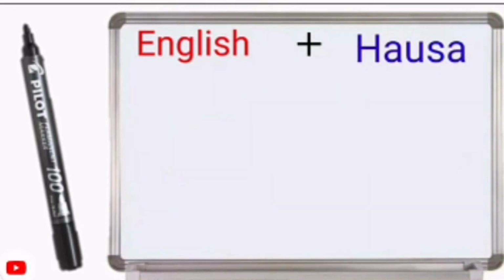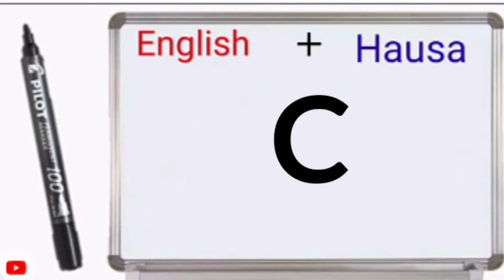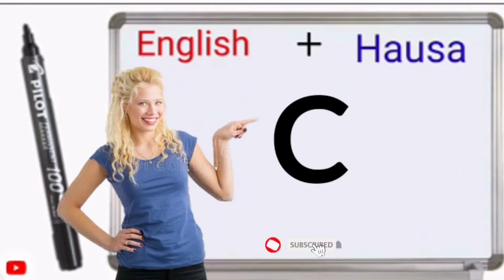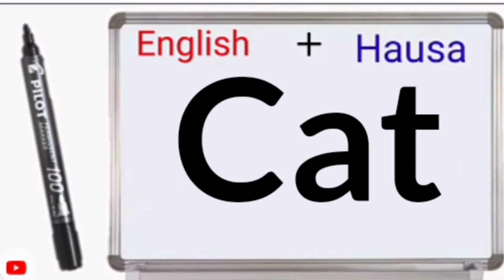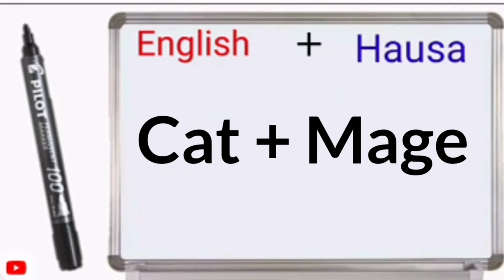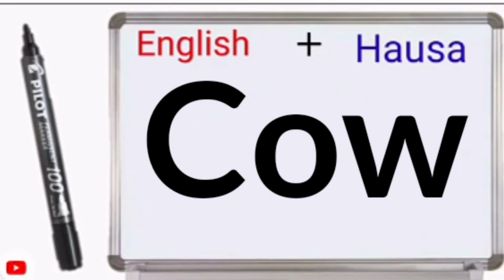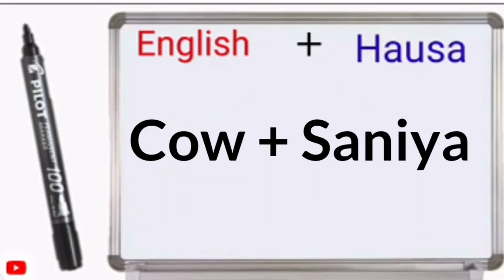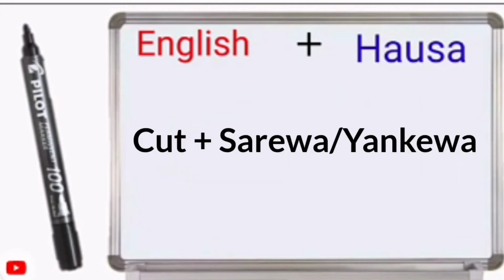I come to discuss the words that begin with letter C and D. Beginning with the C, cat. Cat is spelled C-A-T, which means in the Hausa language, magi. Cow, C-O-W, saniya. Cut, C-U-T, sara wani abu ko yankewa.